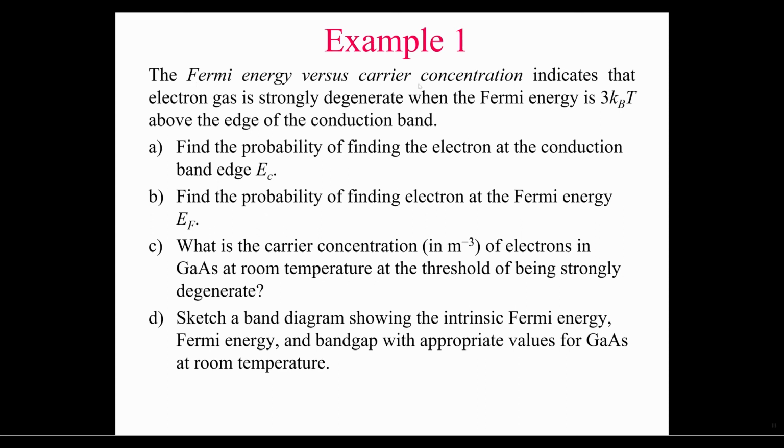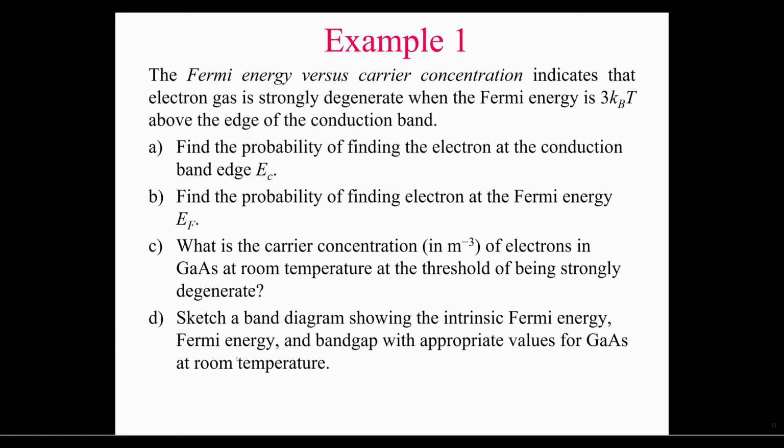The Fermi-Dirac versus carrier concentration indicates that the electron gas is strongly degenerate when the Fermi energy is 3 kBT above the edge of the conduction band. Find the probability of finding electrons at the conduction band EC. Find the probability of finding electrons at the Fermi energy EF. What is the carrier concentration of electrons in gallium arsenide at room temperature at the threshold of being strongly degenerate? Sketch the band diagram showing the intrinsic Fermi energy, Fermi energy, and band gap with approximate values for gallium arsenide at room temperature.